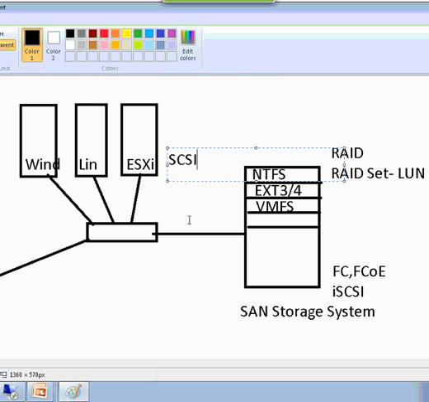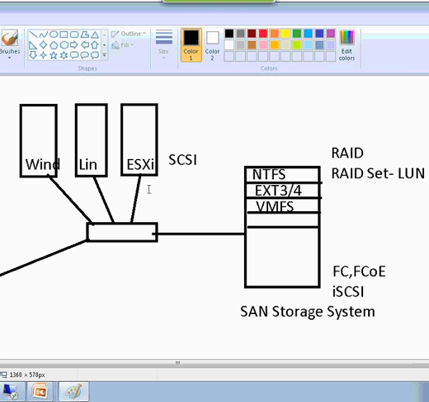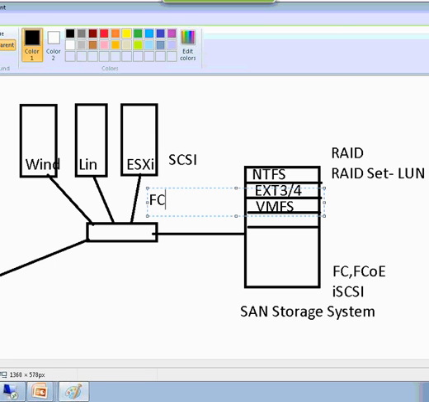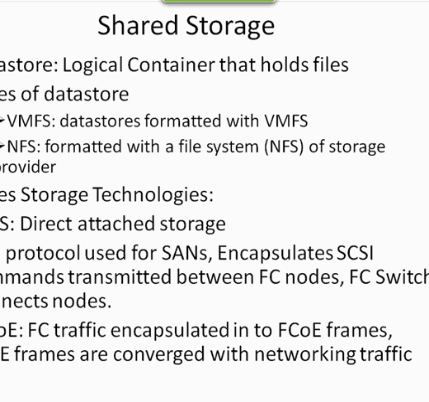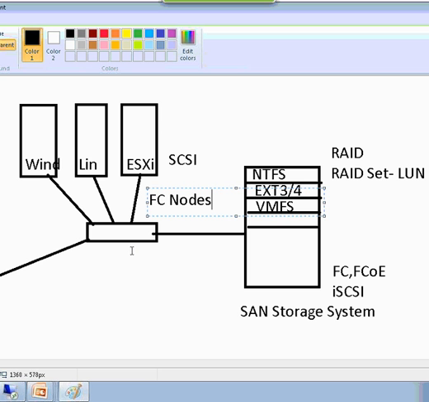What are FC nodes? Any two systems, if they are connected with fiber channel, that means fiber optic, would be considered FC nodes. So what does the FC protocol do here? It's a protocol used for SANs. It encapsulates the SCSI commands and transmits them between FC nodes. And we can also use a fiber channel switch to connect multiple FC nodes. Suppose this is a fiber channel switch, then it will connect multiple FC nodes in your network.